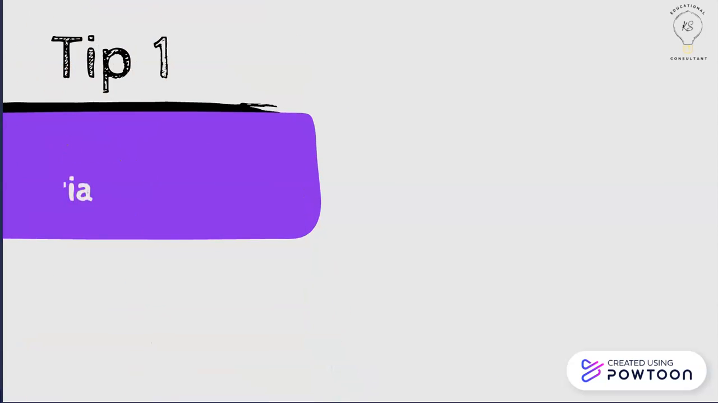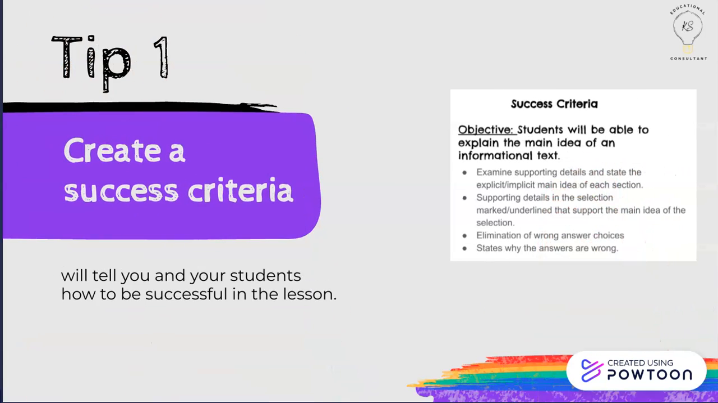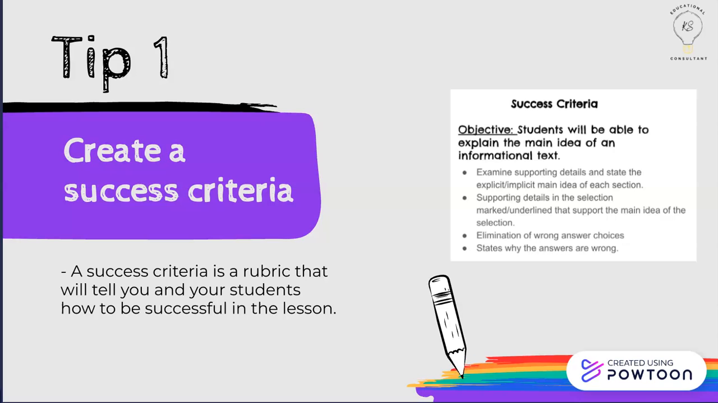Tip number 1. Create a success criteria. A success criteria will tell you and your students how to be successful in the lesson. Note that these are not steps or an order on how to complete the activities, but a rubric for you and your students to follow.